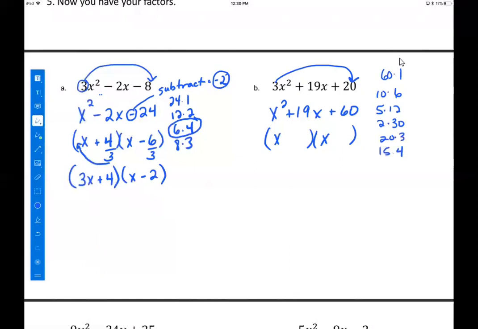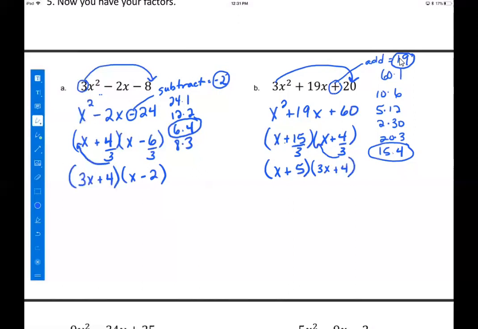So what combination, remember your sign, will add to equal the middle term, which is 19? Of these, it's going to be this last combination. Since we're adding, remember, same sign. Since this 19 is positive, they're both going to be positive. So we're going to put 15 and 4. It doesn't matter which factor comes first because multiplication is commutative. Now we're going to divide by 3. We can reduce 15 over 3, and we bottoms up that 3 in front of the x. And there we have our factors.